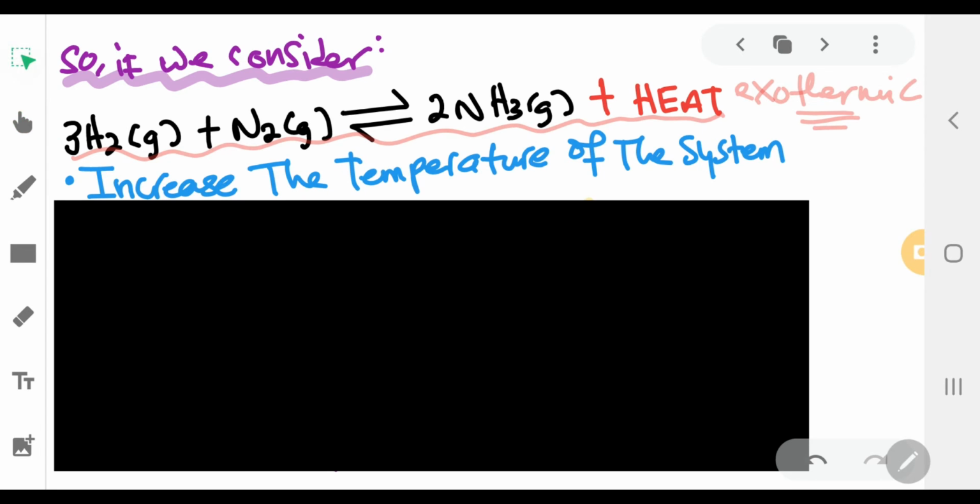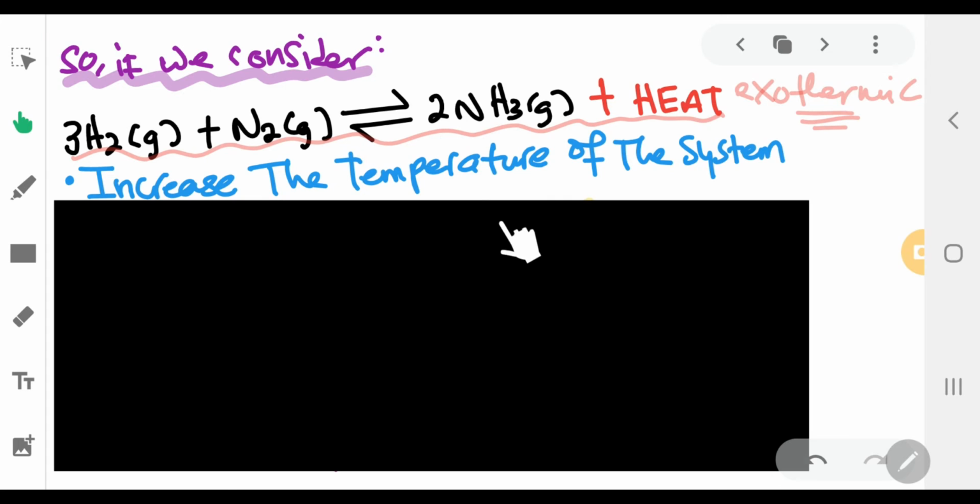Okay, so when you look at here, if we increase the temperature of the system, you need to remember that when we increase the temperature, you are going to be affecting all of these species at the same time. Unlike concentration, when we change the concentration of, let's say, NH3, you are only changing the concentration of NH3, but you're not changing the concentration of the others here.